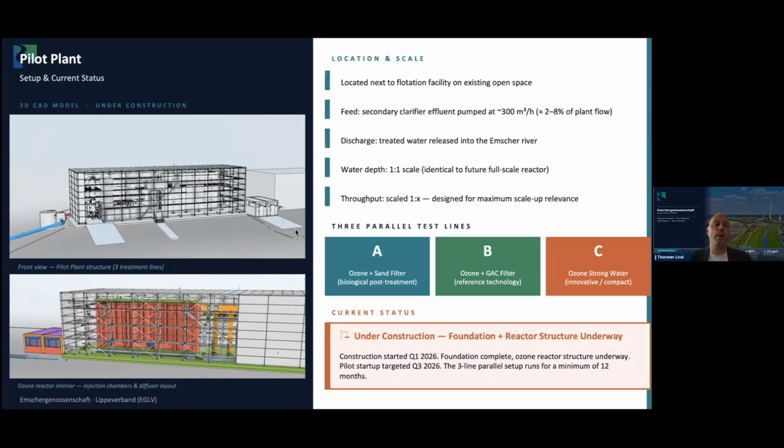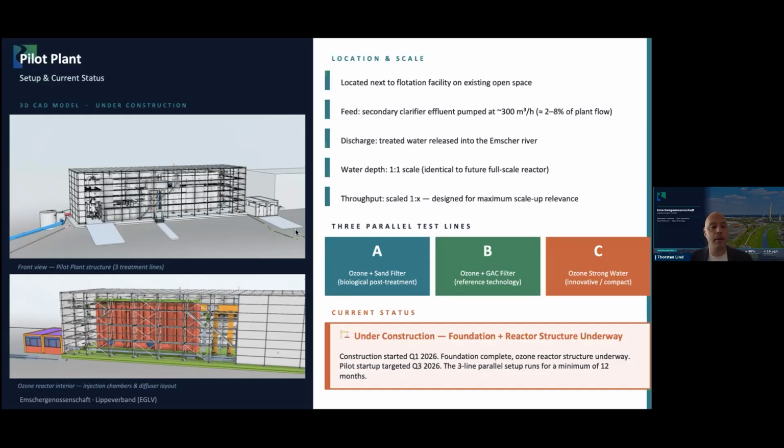And we will have the ozone sand and the ozone granulate active carbon in parallel, and we will also have the strong water next to it. It's going to be finished in terms of construction by the end of Q2. So we want to start in Q3 this year with a year-round testing.